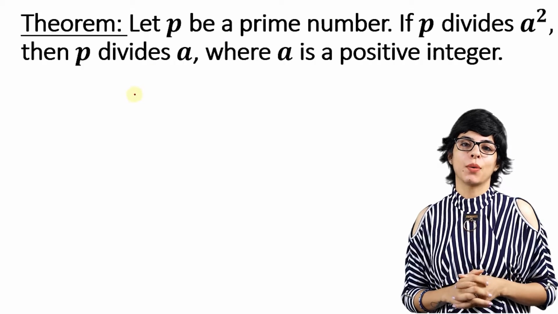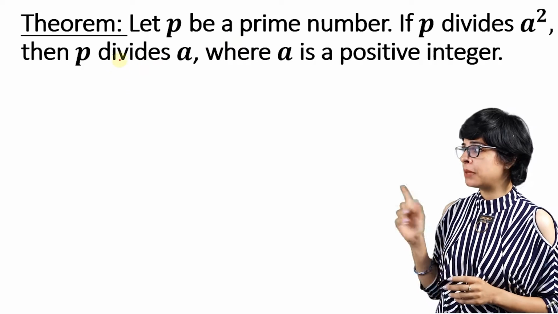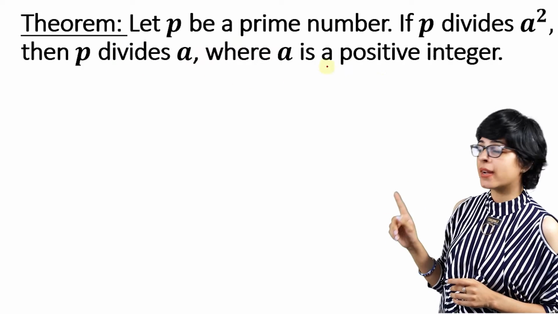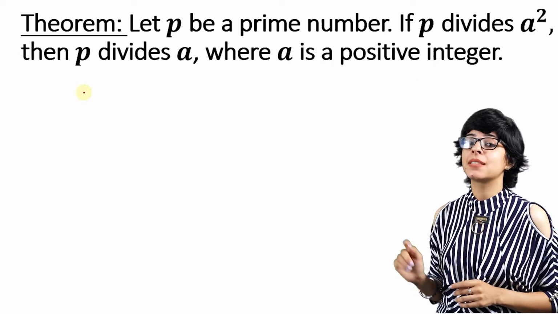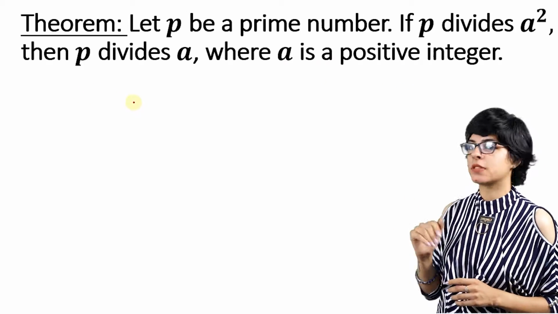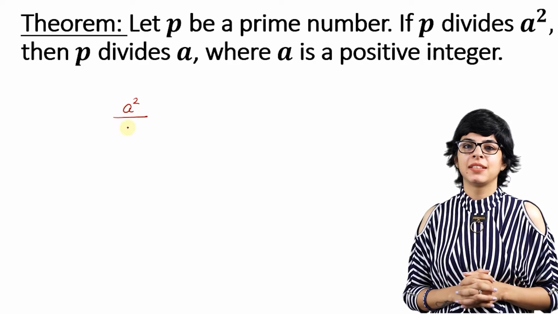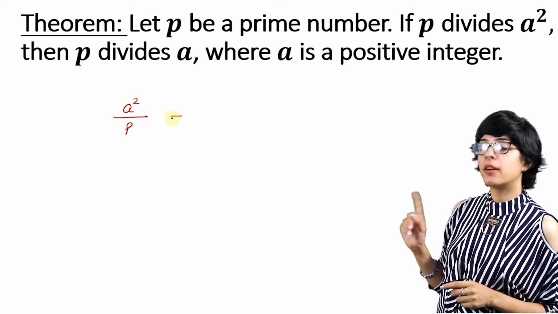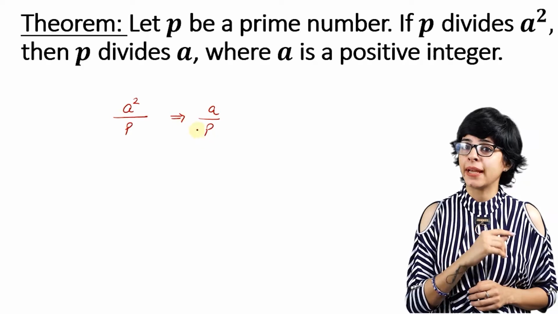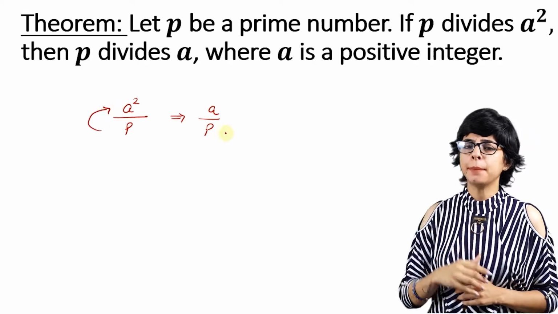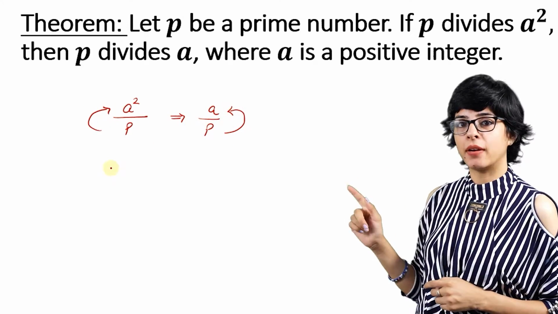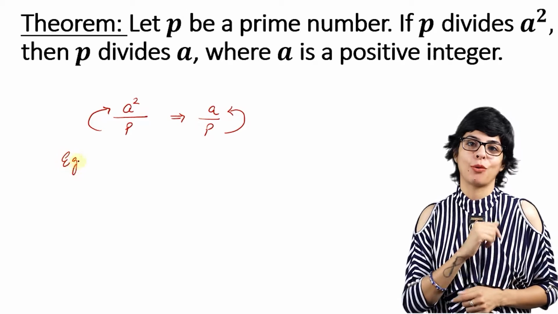Now we are going to study a few theorems wherein we will be understanding the theorems and also solving a few problems related to them. So the first theorem says: let p be a prime number. If p divides a square, then p divides a, where a is a positive integer. To prove and solve this theorem is very easy. That can be written as a square upon p, which will imply a upon p.